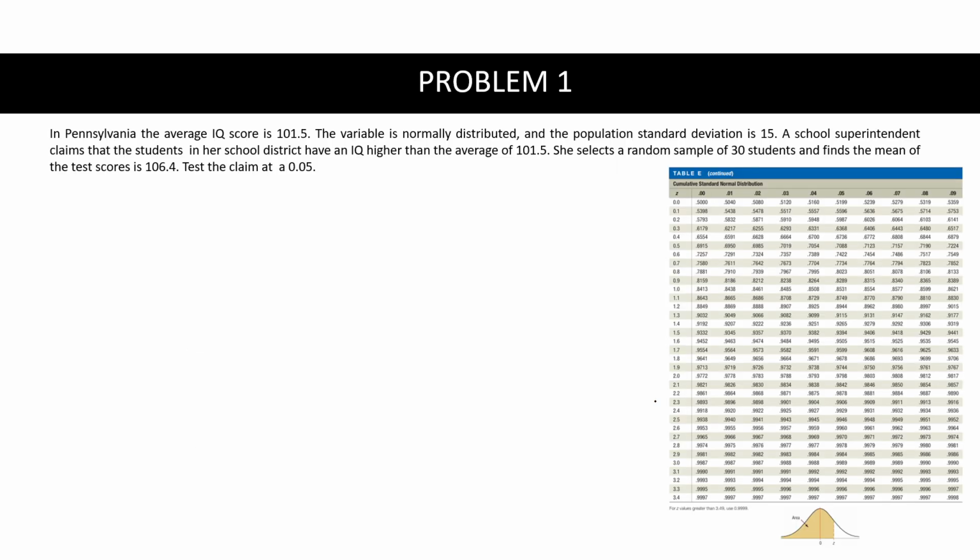So next is problem number 1. In Pennsylvania, the average IQ score is 101.5. I took this one from the Bluman book. The variable is normally distributed and the population standard deviation is 15. This is for educational purposes. A school superintendent claims that the students in her school district have an IQ higher than the average of 101.5. She selects a random sample of 30 students and finds the mean test score is 106.4. Test the claim at alpha 0.01.